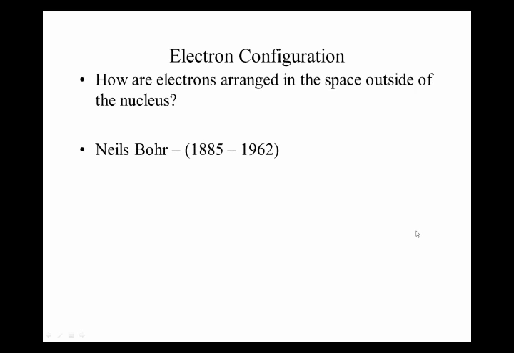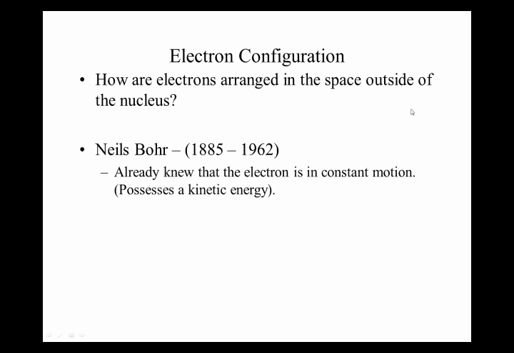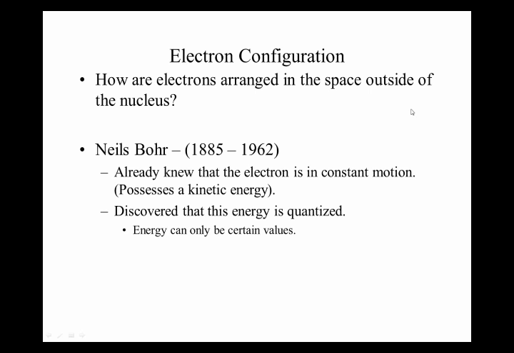A guy named Niels Bohr first came up with the first model of how electrons are arranged. What was already known before Bohr was that the electrons were in constant motion. They have some sort of kinetic energy. They're moving around very quickly out in the electron cloud. What he discovered is that this energy is quantized. Quantized means it can only come in discrete, certain values.